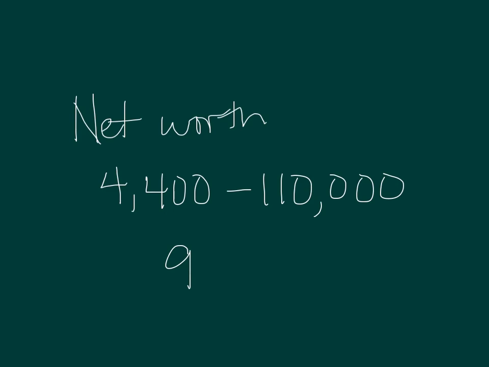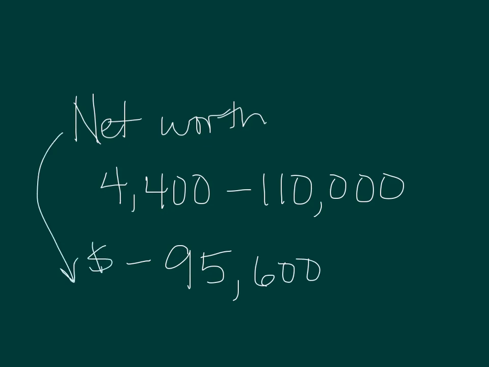95,600. So their net worth would be negative 95,600, which of course you want your net worth to be positive. But there's a lot more that goes along with it, but now you see that liabilities subtracted from assets equal your net worth. We'll talk about that more in class tomorrow.